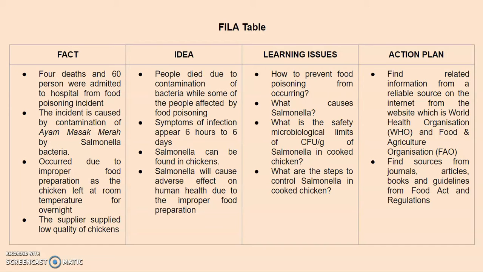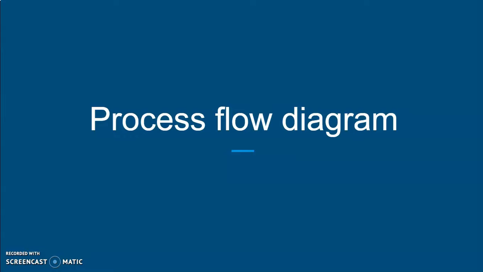Third, on the learning issue: how to prevent food poisoning from occurring, what causes Salmonella, what is the safety microbiological limit of Salmonella in cooked chicken, and what are the steps to control Salmonella in cooked chicken. Lastly, on our action plan, we find related information from reliable sources on the internet and from journals, articles, and books. Process flow diagram.